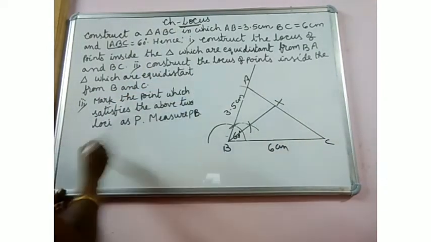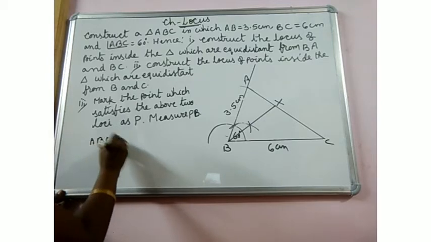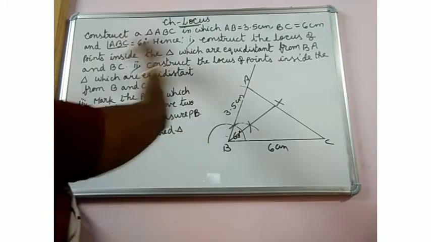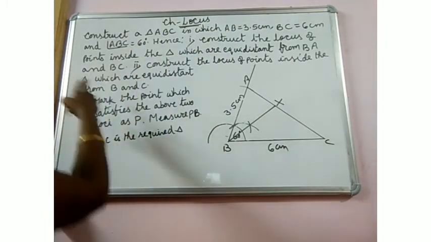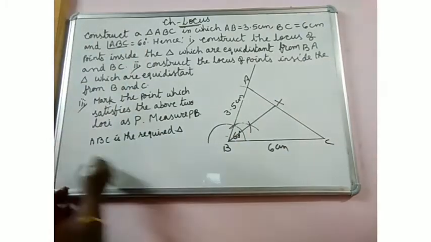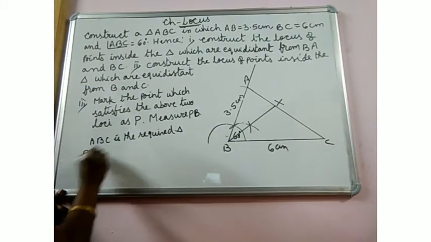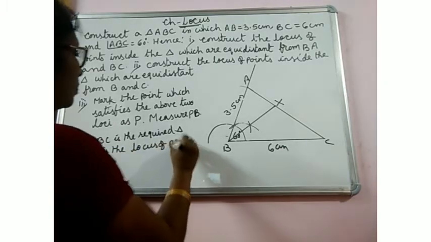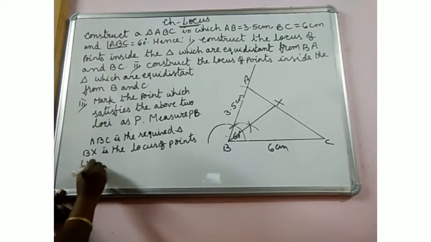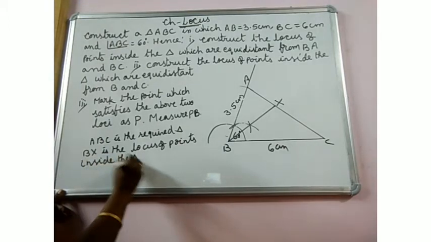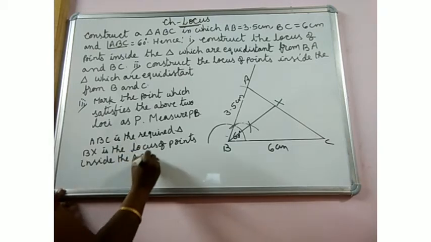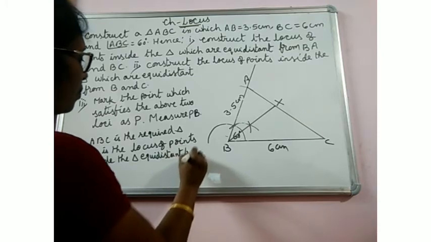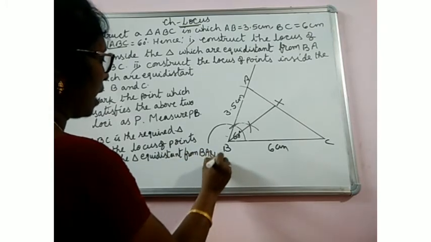So what is asked, let me write first. ABC is the required triangle of construction. Then your first bit, construct the locus of points inside the triangle. Let me write, BX is the locus of points inside the triangle equidistant from BA and BC.